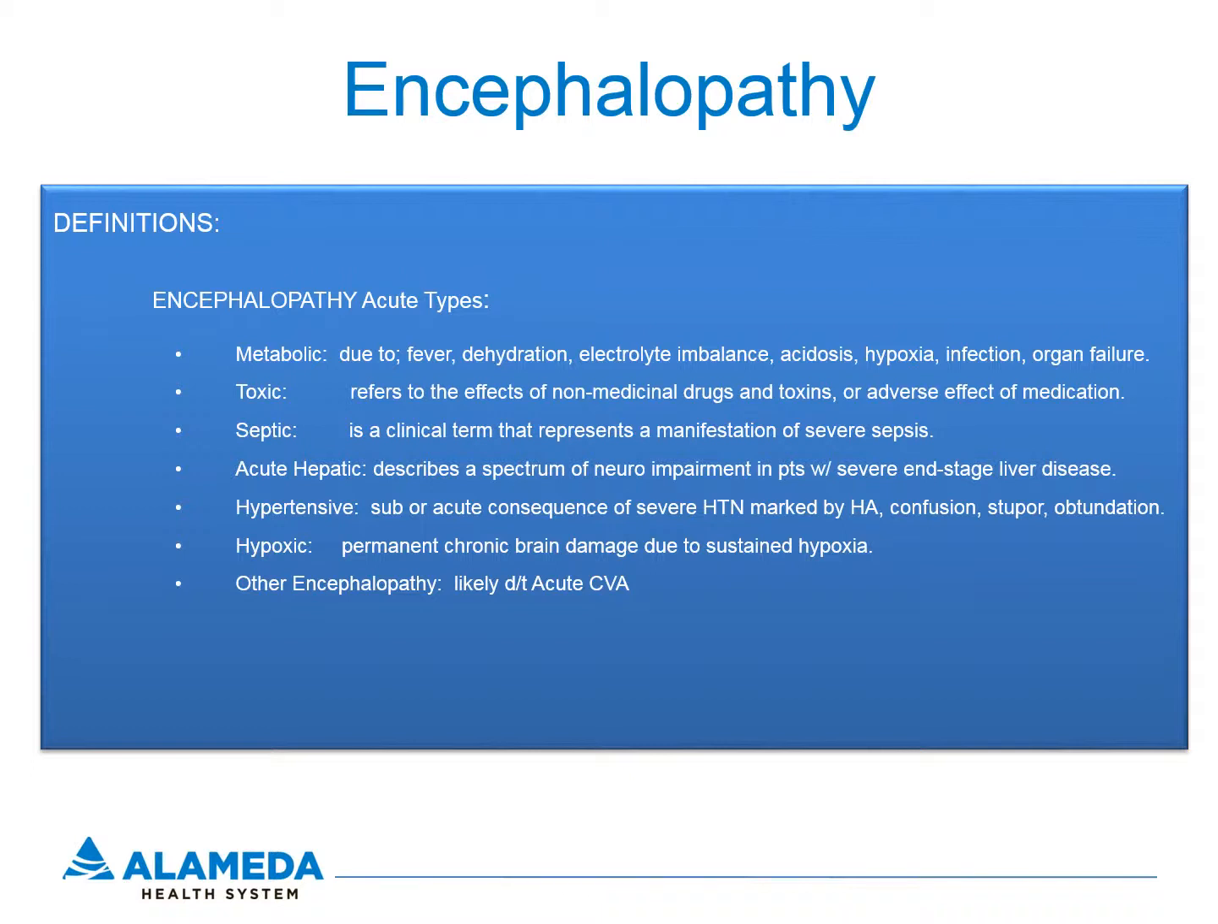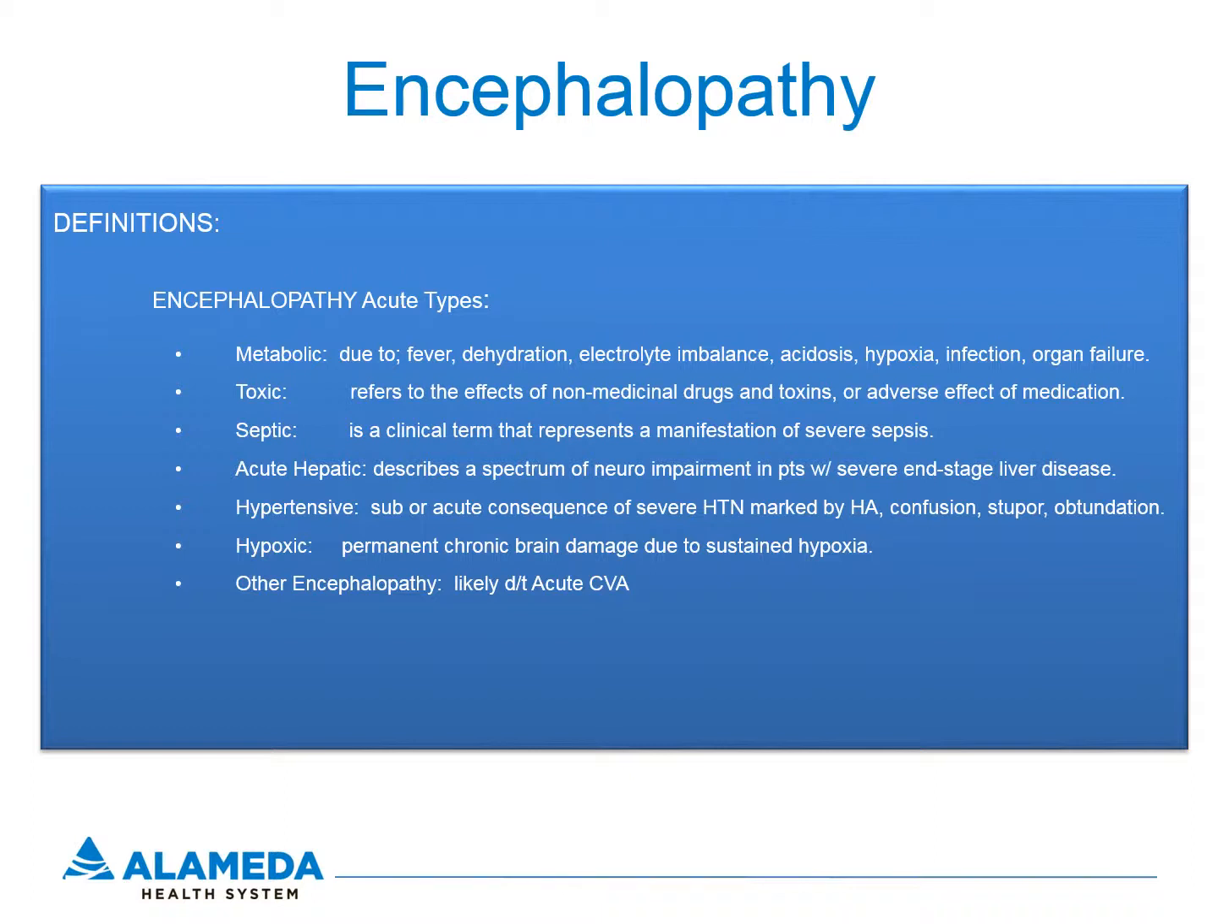You also can have hypertensive encephalopathy, an acute or subacute consequence of severe hypertension that's marked by a headache, confusion, stupor. Some patients can be obtunded. You also can have hypoxic encephalopathy, which is permanent chronic brain damage due to sustained hypoxia. And there are other types of encephalopathies that can be due to things like an acute CVA.